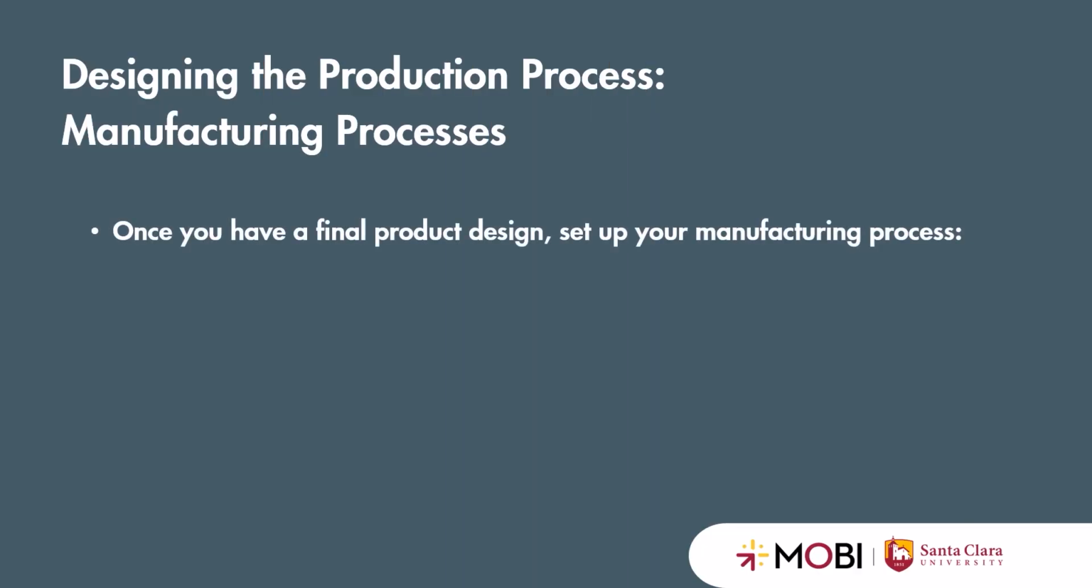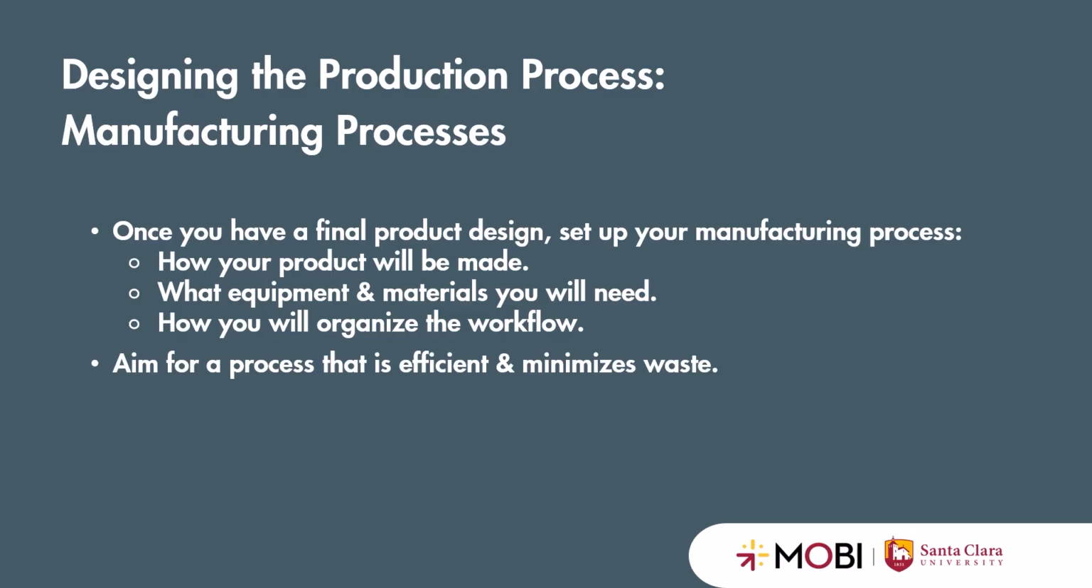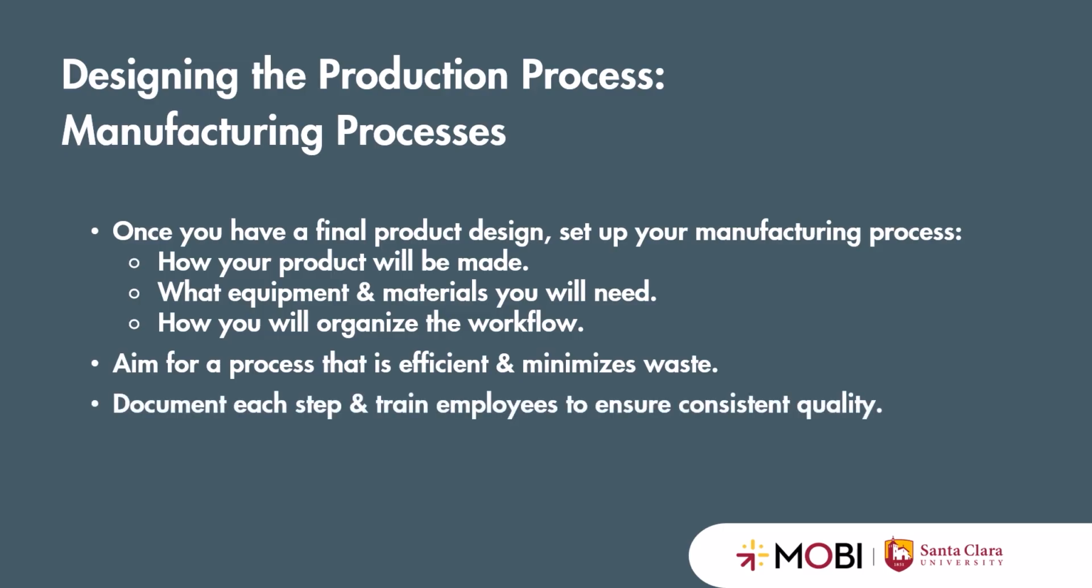Once you have a final product design, the next step is to set up your manufacturing process. This involves determining how your product will be made, what equipment and materials you'll need, and how you will organize the workflow. Aim for a process that is efficient and minimizes waste. Document each step and ensure that all employees are trained to follow the procedures correctly to maintain consistent quality.